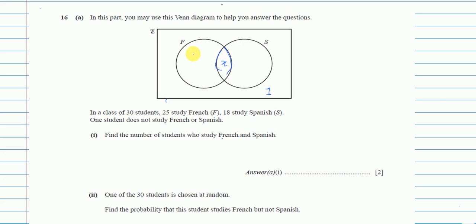Now this whole part is 25, right? And this whole Spanish part is my 18, isn't it? And what I have to find is the x. So I will create 4 parts. One is the French part without the x, the second is the x, the third is this 18 without the x, and the fourth is the outside part.